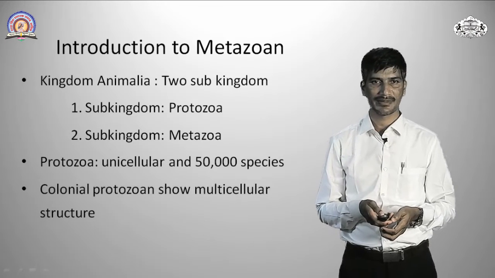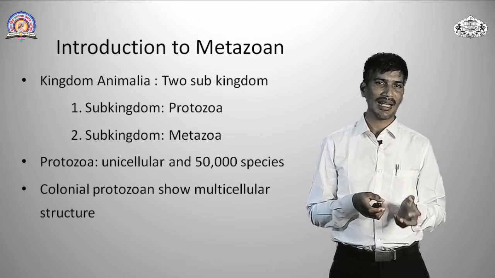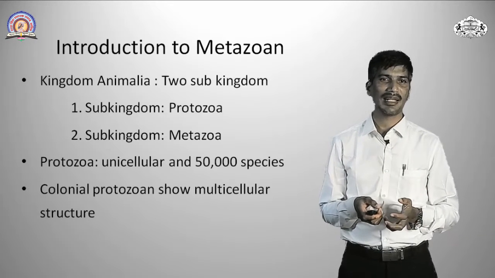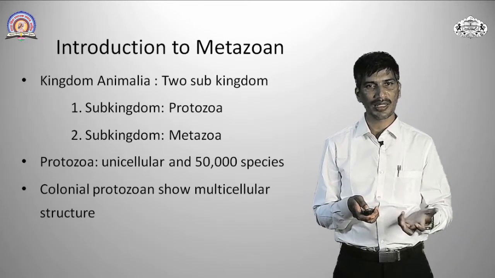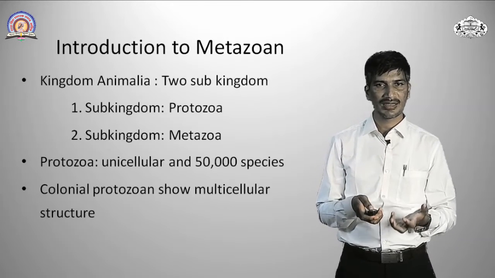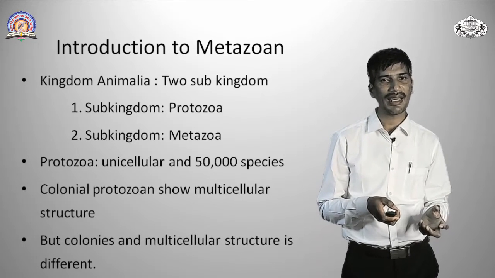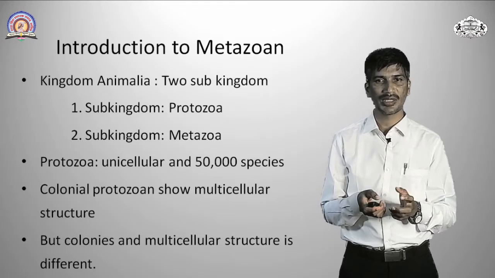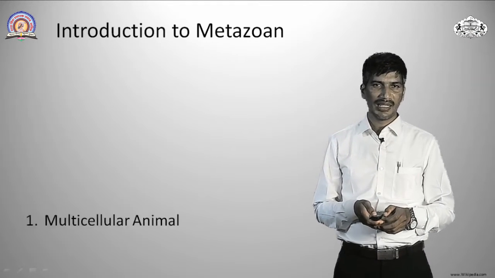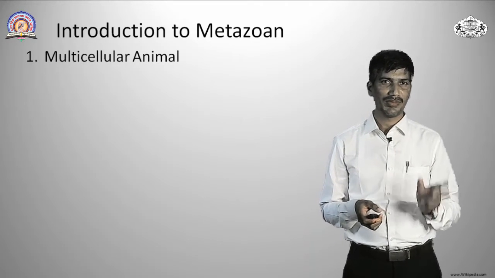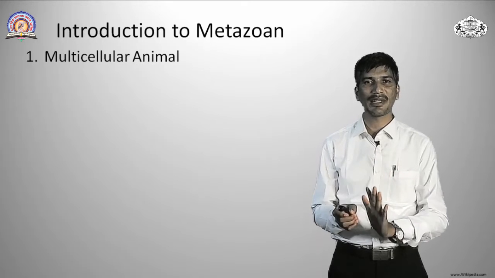The behavior of these animals takes various forms. There are solitary forms, or sometimes they form colonies, the colonial protozoans. These look like a multicellular structure, but the colony and the multicellular structure of protozoans are fully different. In the next parameter of this introduction to metazoan, we specifically discuss the subkingdom Metazoa.